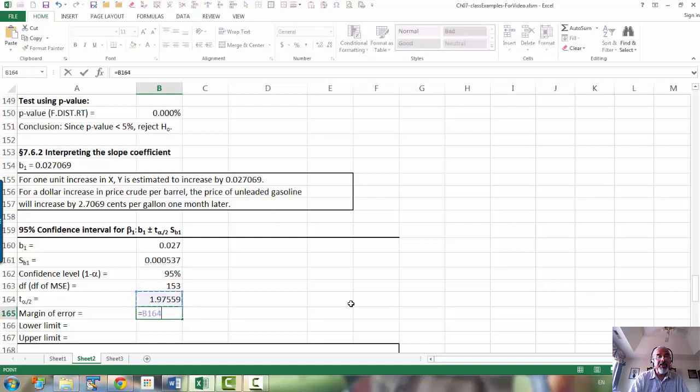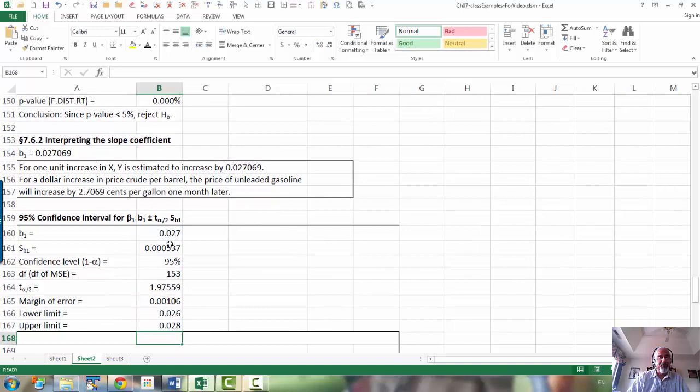Now we take that t and multiply by s sub b sub 1. That'll give us the margin of error. So then b sub 1 minus the margin of error gives you the lower limit, and b sub 1 plus the margin of error will give us the upper limit.